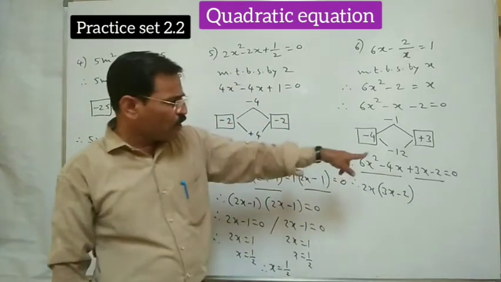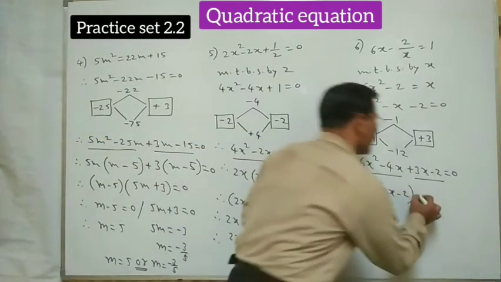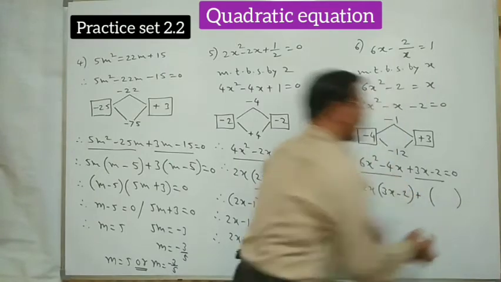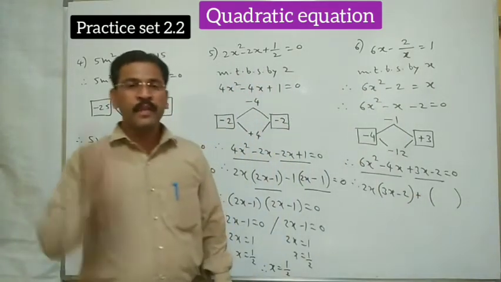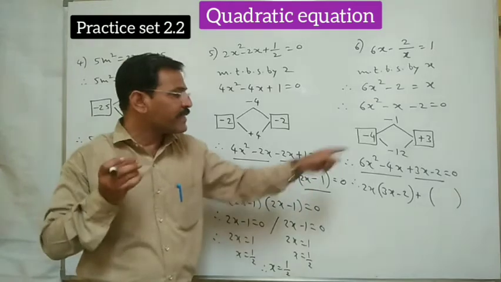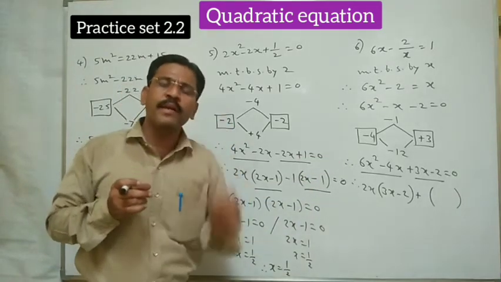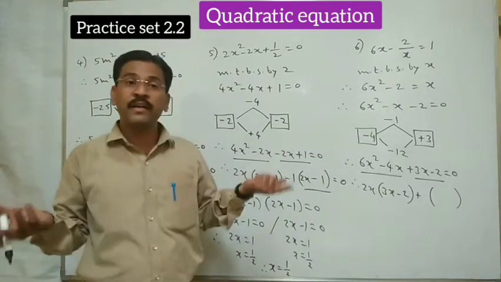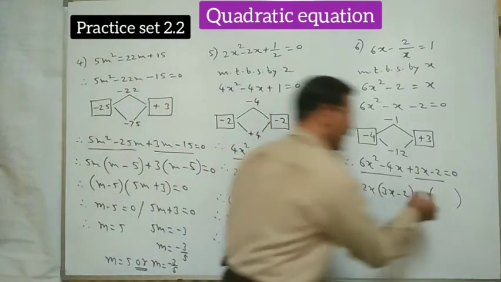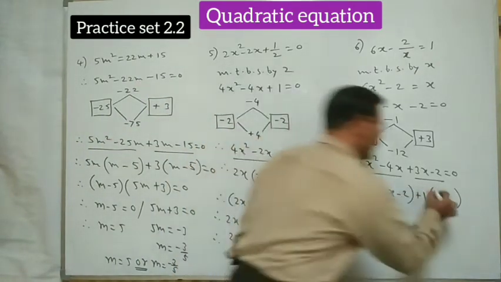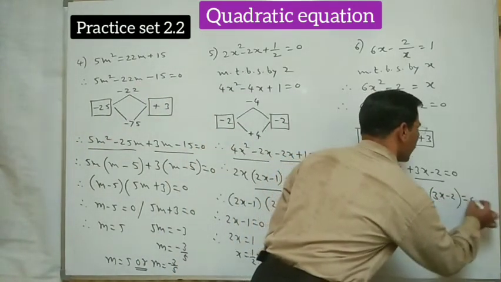That's it. If you observe here, the third term has a plus sign, which means no need to change the fourth number's sign. Now if you observe here, 3x and 2. Is there anything common in 3 and 2? Nothing. Means 1 we can take common. That is 3x minus 2 equal to 0.